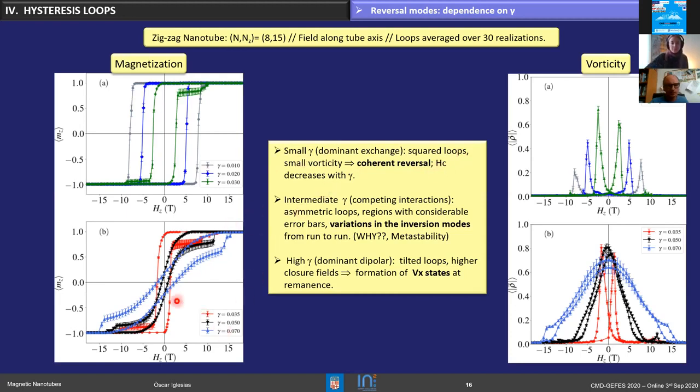For intermediate gamma, for example, here these red curves, what we observe is that due to the competition of these interactions and due to the presence of these metastable helical states close to remanence, variation in the inversion modes from run to run occur, and when we are averaging over 30 realizations, we obtain these strange loops here.